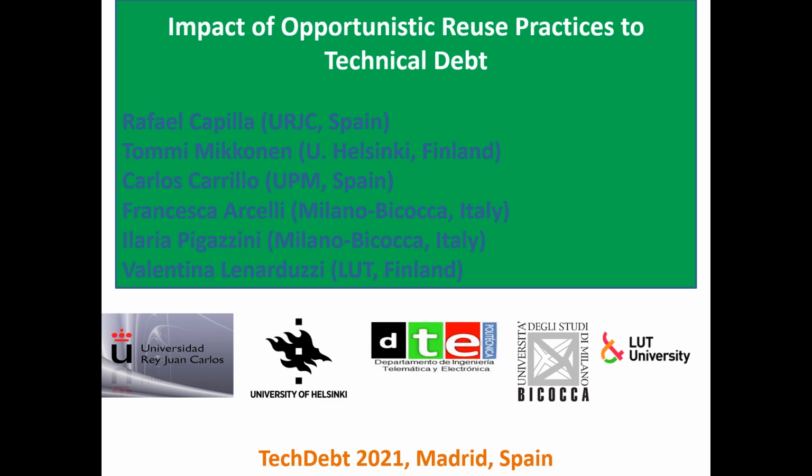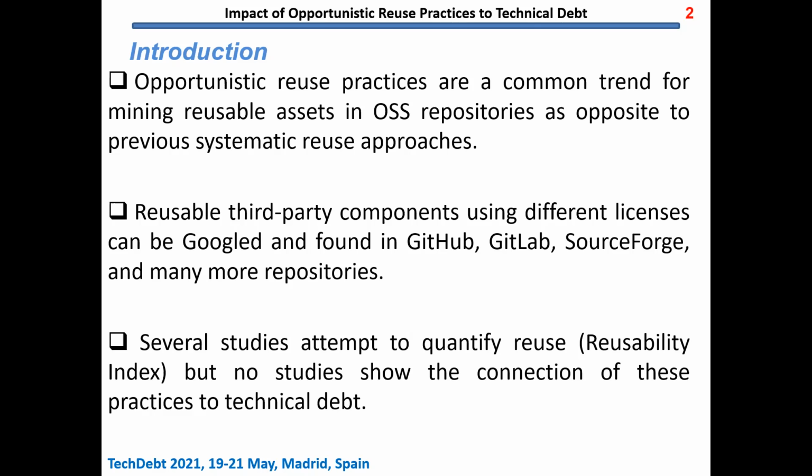This paper is the result of a collaboration between different universities from 3 different countries, where we study the impact of opportunistic reuse practices related to technical debt. One of the things I would like to highlight is that compared to traditional approaches where companies try to adopt a systematic reuse approach, today it is very common to have opportunistic reuse practices where reusable assets can be found in open source repositories like GitHub, GitLab, and SourceForge, among others.